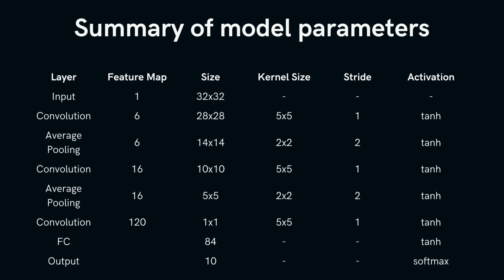To recap, LeNet-5 processes input through layers of convolutions, pooling, and fully connected neurons, extracting key features and reducing complexity at each step. This architecture is simple but incredibly effective, laying the foundation for modern deep learning networks.